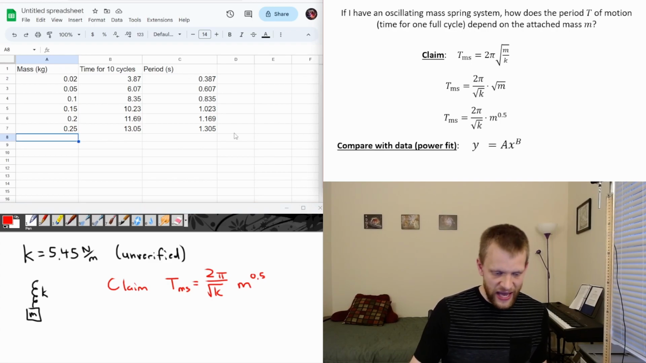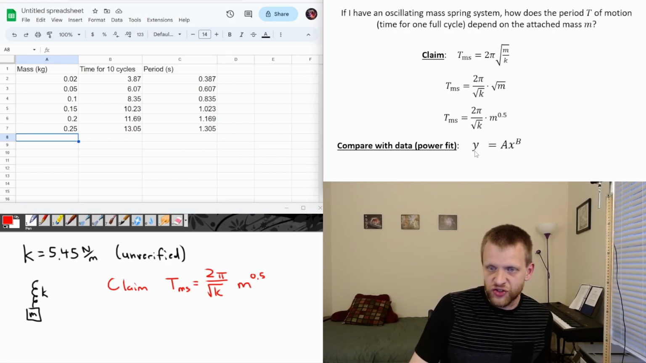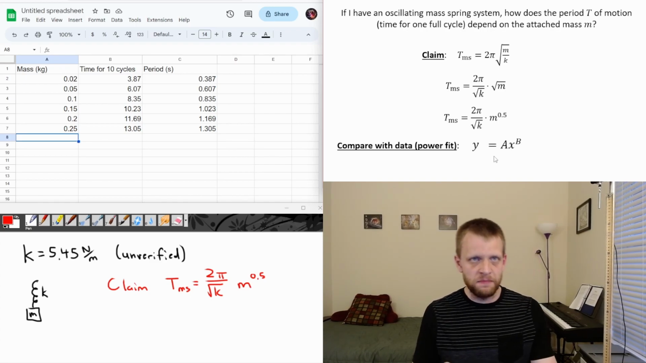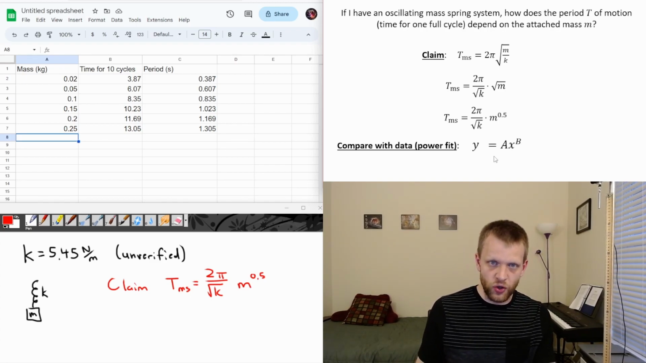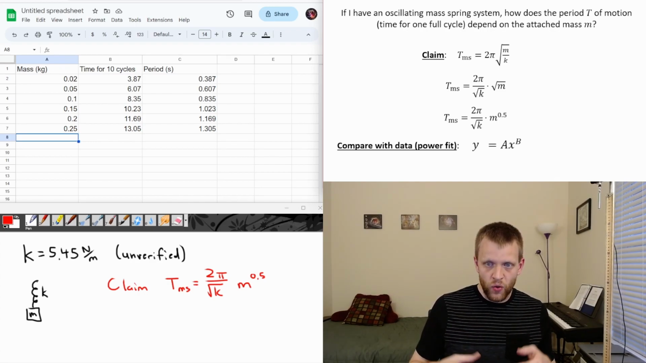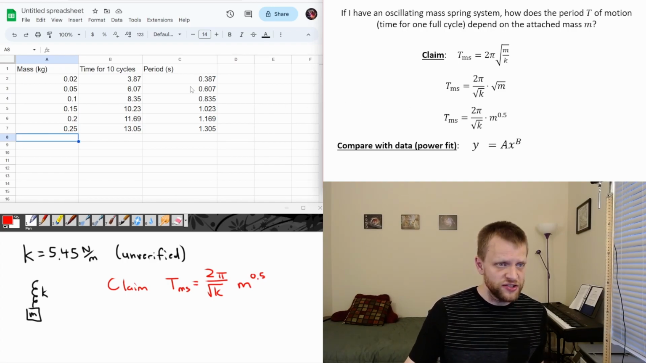The equation that we have for a power fit is y equals some constant a times x to the power of b. And if you look at these two equations, they seem to have the same kind of shape. So again, if this claim is true, we should get a power fit that matches our data fairly accurately. So let's actually generate this.